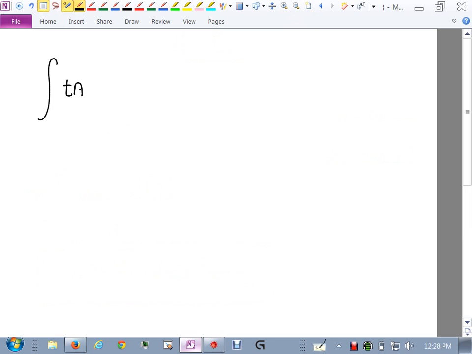Integral tangent to the 5th x secant to the 7th x dx. Remember, the n is the one on tangent, the m is the one on secant. So according to this sheet here, my n is odd, isn't it? And if n is odd, then I'm going to go ahead and peel off a tangent this time. And a secant. I'm going to peel a secant and a tangent off.